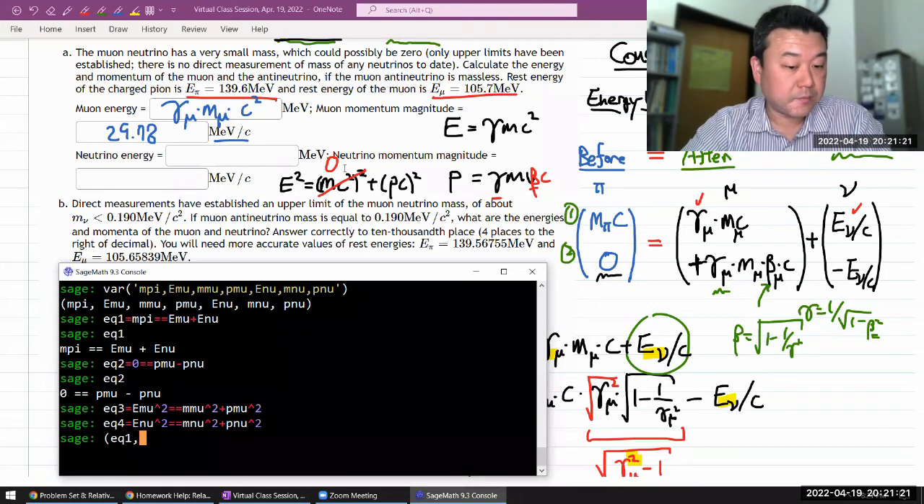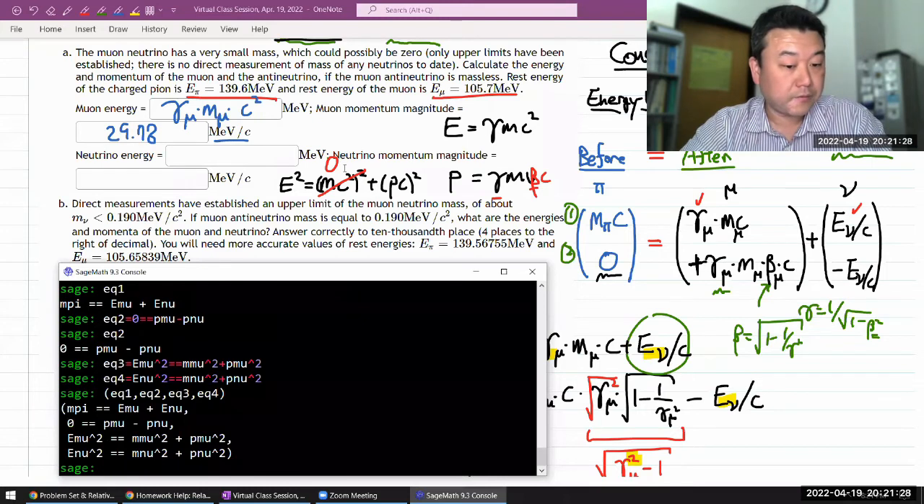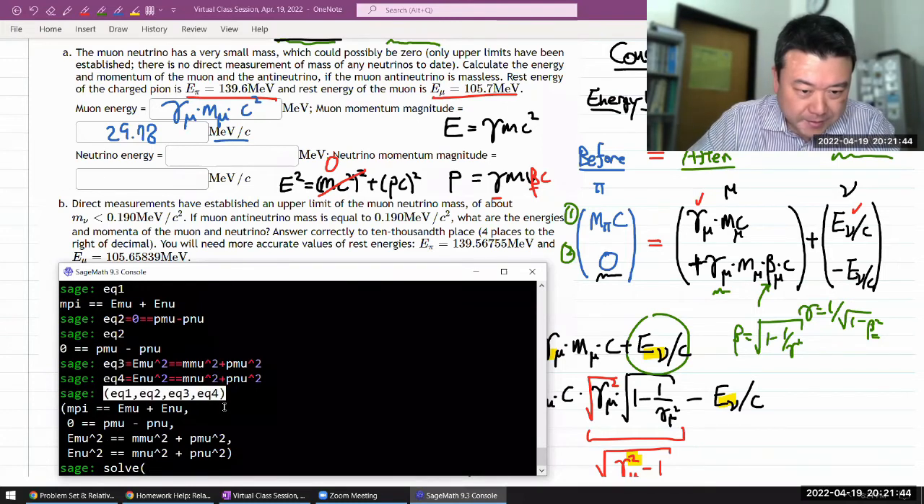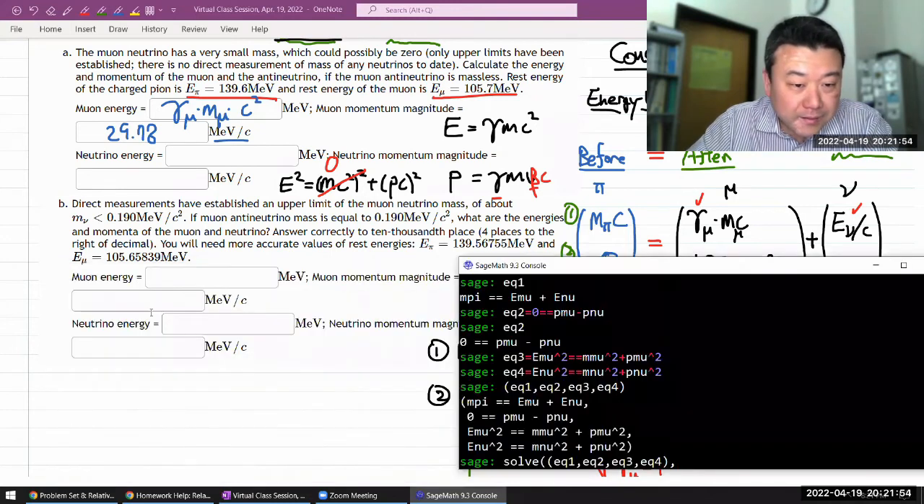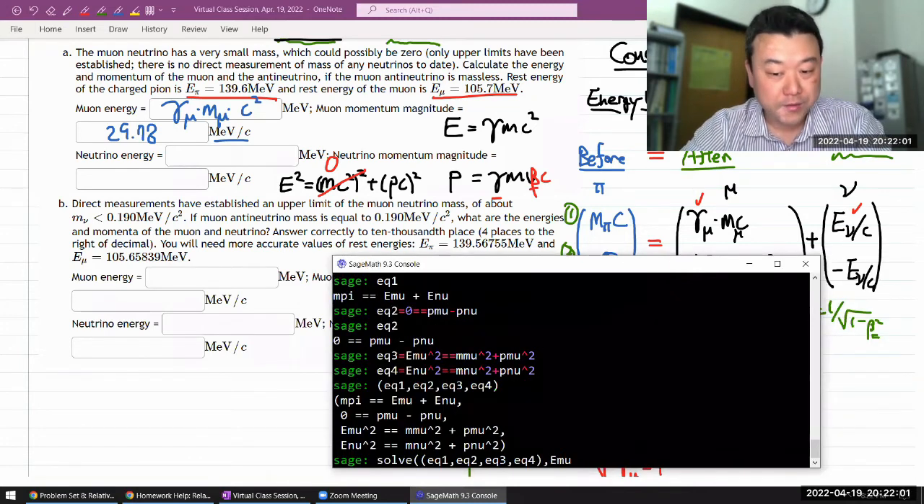So I have this system of equations, equation one, two, three, and four. With these four, I have four equations, four unknowns, solvable. So let's make Sage Math solve it. Let me just copy and paste. This is my system of equations. And I want you to solve for, well, you know what? I guess they are actually all of them. Energy, momentum, energy, momentum. Yeah, let me specify them in that order. So the muon energy, muon momentum, neutrino energy, and neutrino momentum.